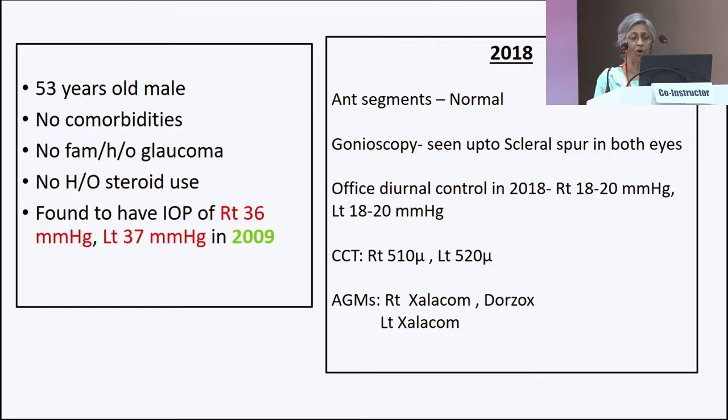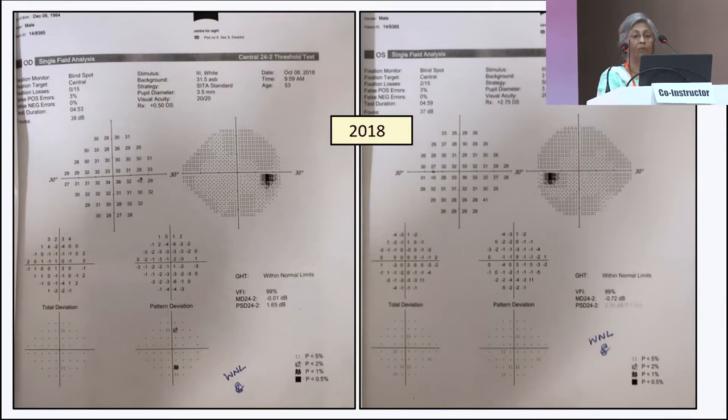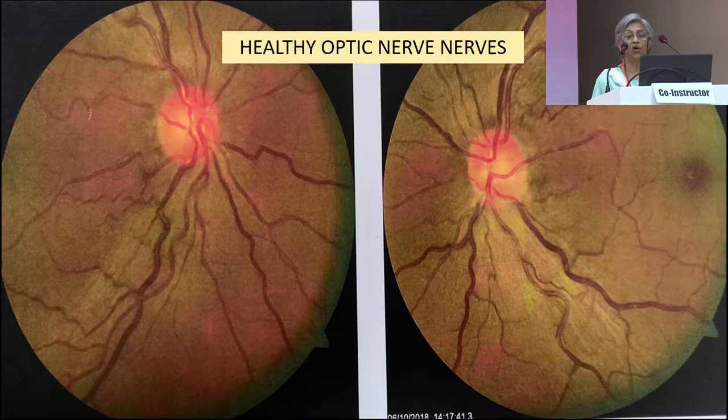And mind you, these are all office diurnals. CCT was practically normal. He was in the right eye on three drugs, Zalacom and Dorzox, in the left eye on Zalacom. Now, this was his field in 2018. And this was his optic nerve. Very healthy. You can make it out. Even the retinal nerve fiber layers you can see.